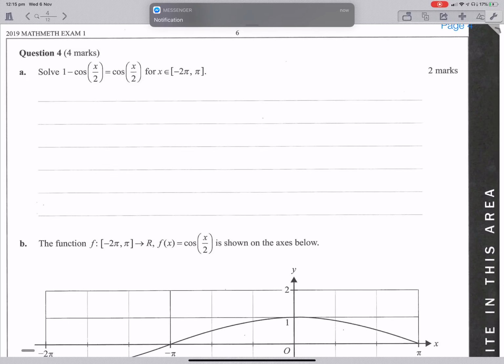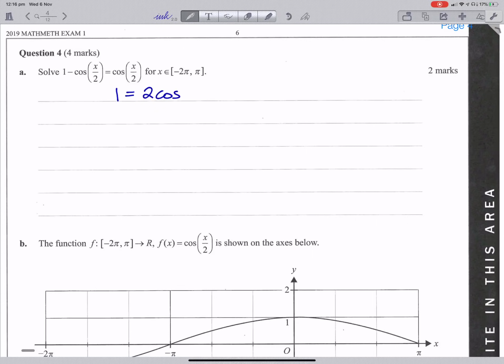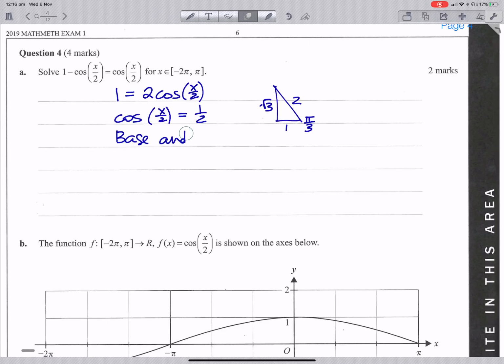Okay, solve this function. So if we take the cos x on 2 across first, we get 2 cos x on 2, then divide the 2 to the other side. Cos of x on 2 is equal to root 3 on 2. Of course, we know cos inverse of root 3 on 2, so you can say our base angle is pi on 6.